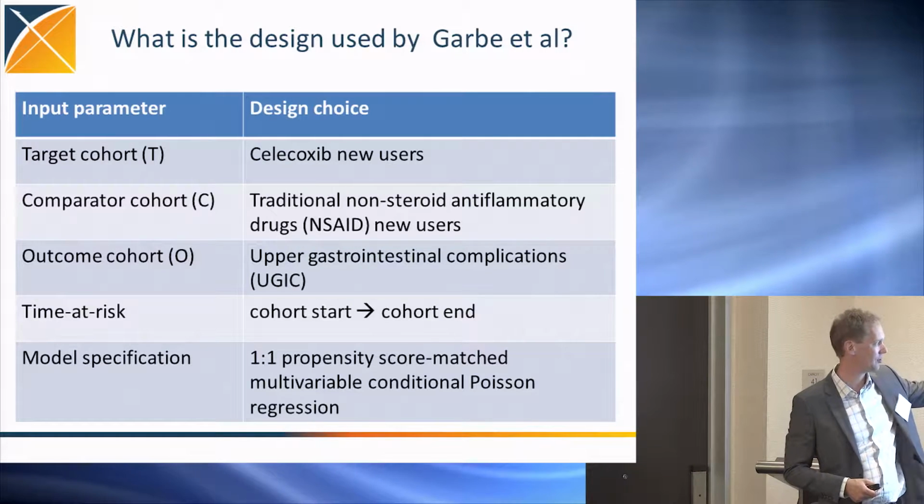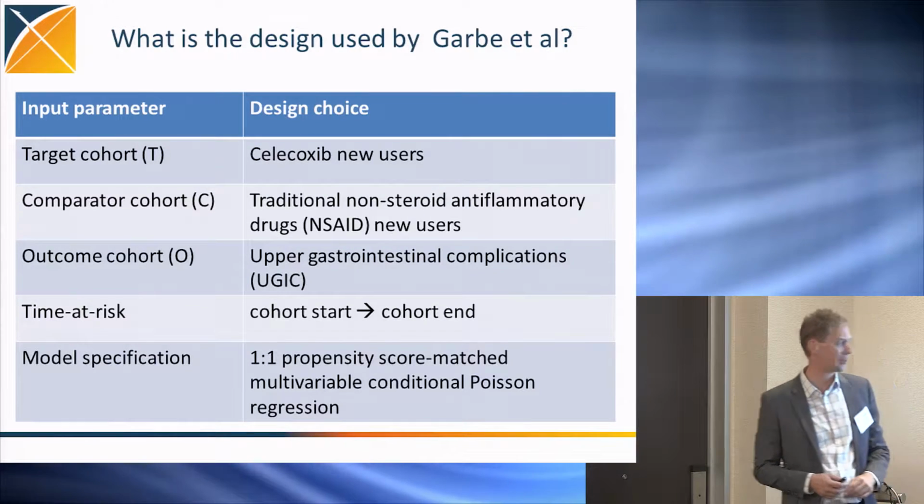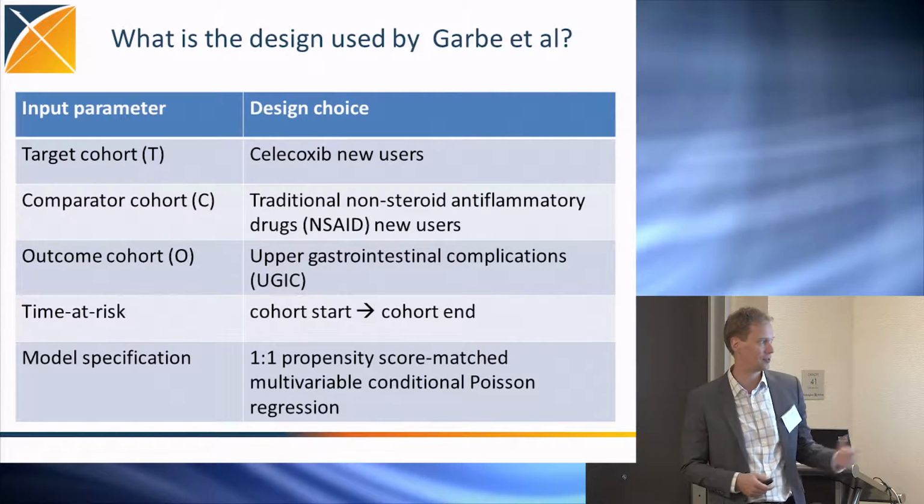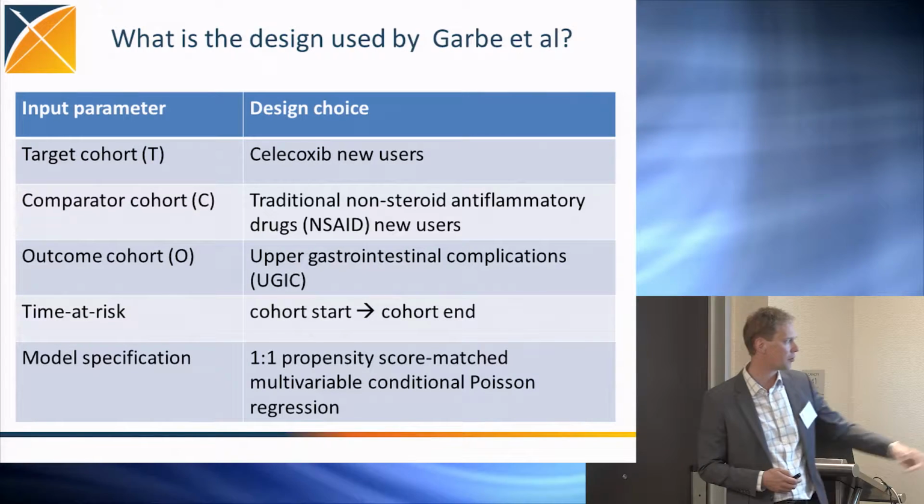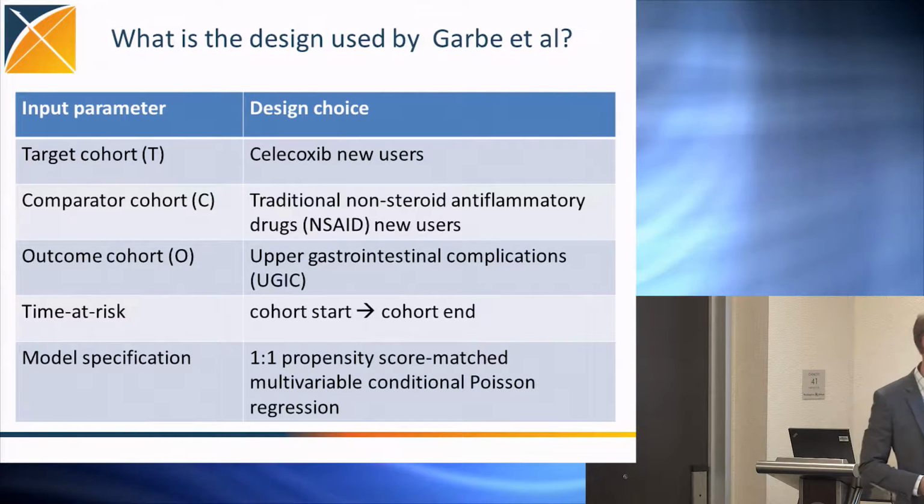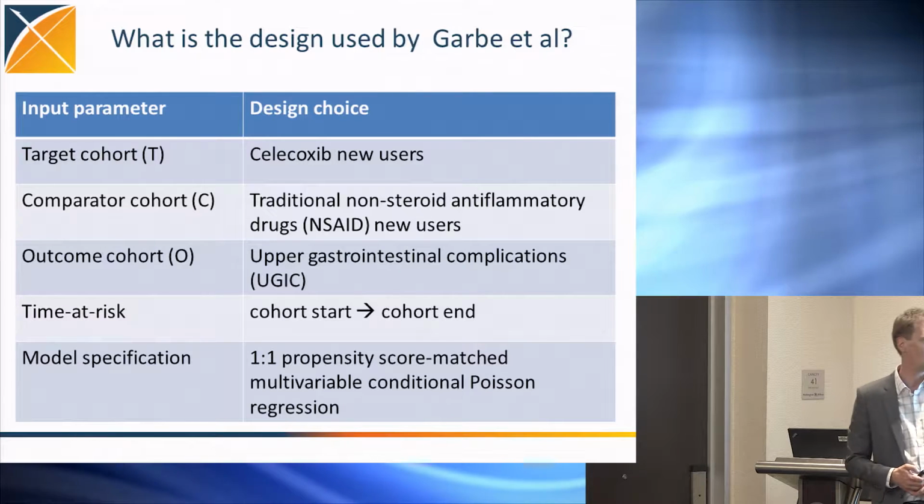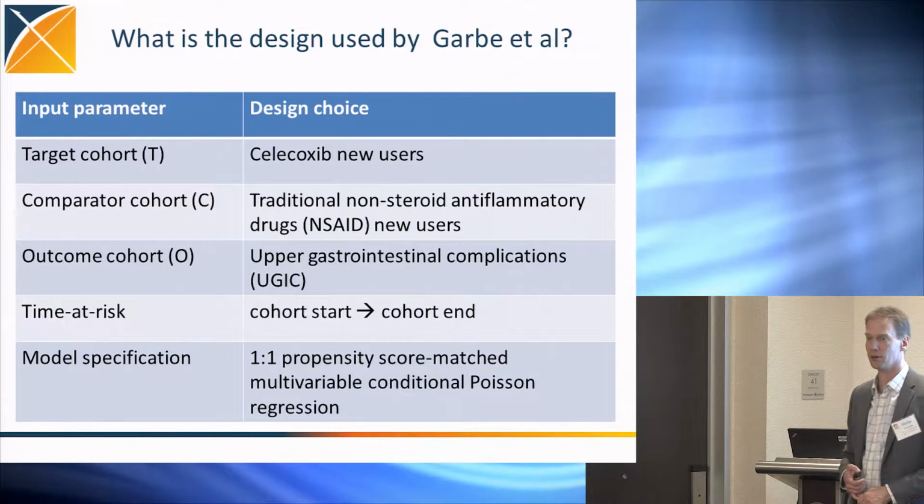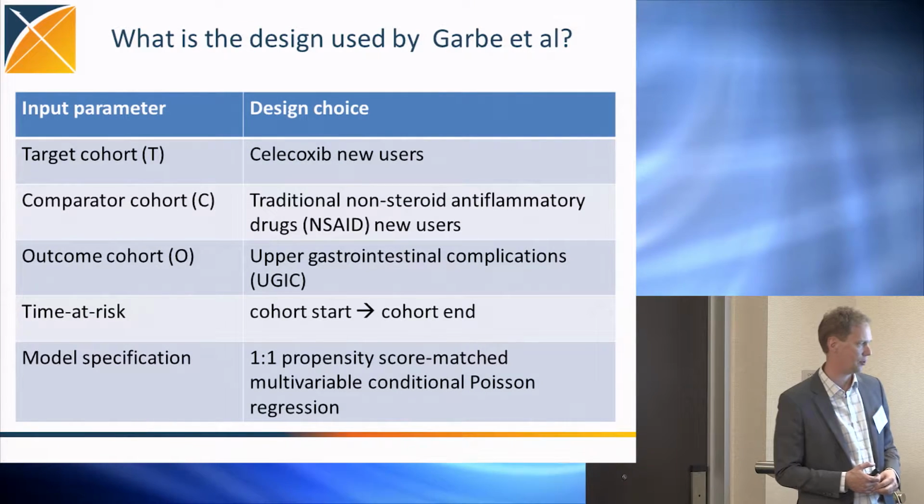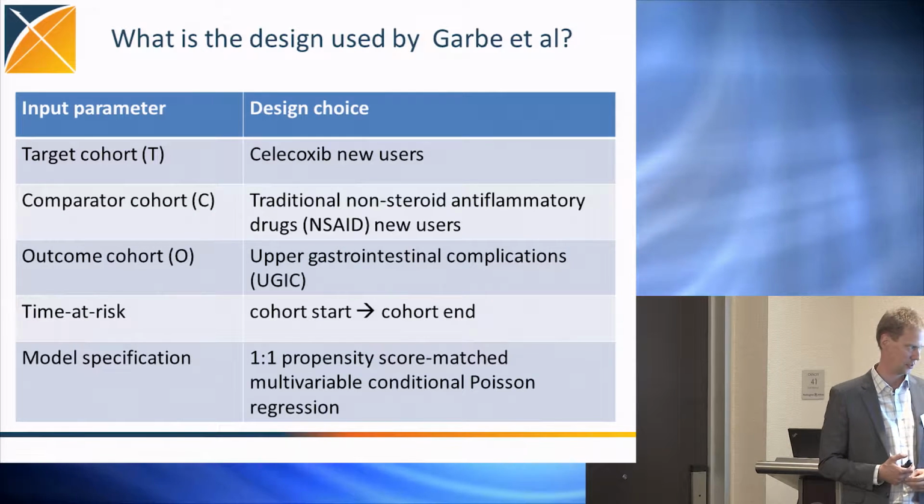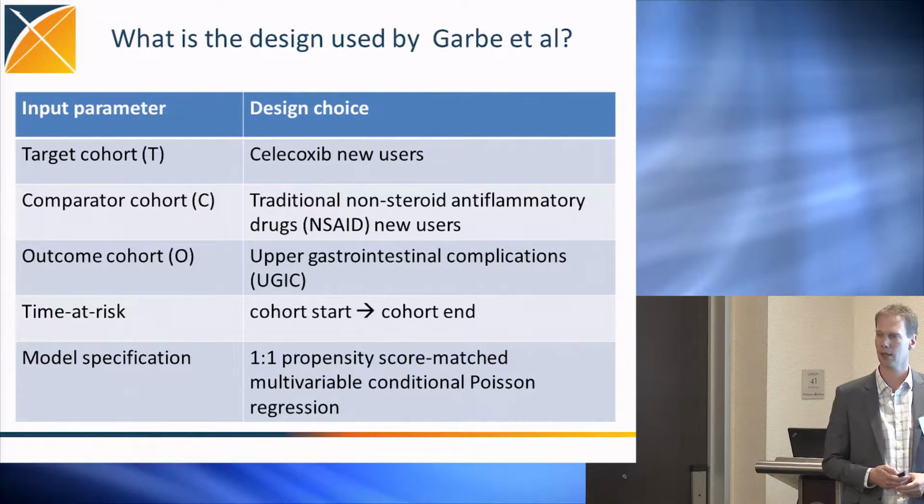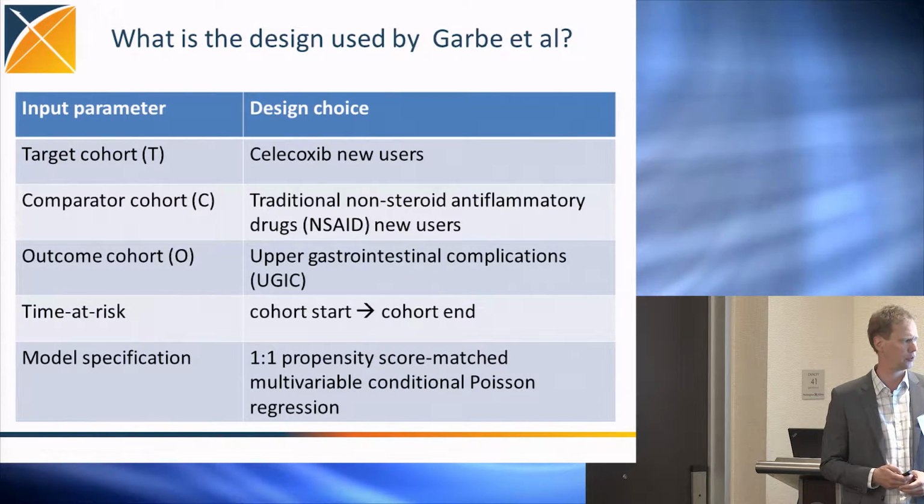So we have our TCO. The time at risk is simply specified as cohort start to cohort end. And the model specification is that, again, we'll use one-on-one propensity score matching. But instead of using a Cox regression, as was used in the Graham paper, we're using a conditional Poisson regression. And a multivariable one at that.